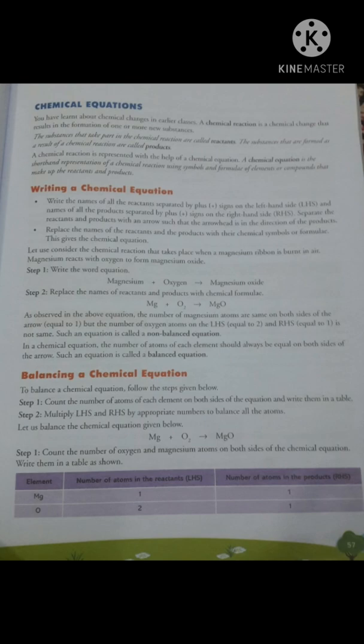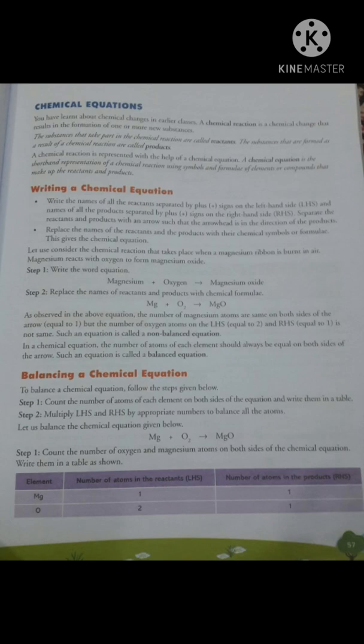Now replace the names of the reactants and the products with their chemical symbols or formulae. This gives us the chemical equation. Now let us consider the chemical reaction that takes place when a magnesium ribbon is burnt in air. Magnesium is a metal and it is available in the form of a thin ribbon. Magnesium reacts with oxygen to form magnesium oxide. Magnesium burns with white light and produces white ash, that is magnesium oxide.